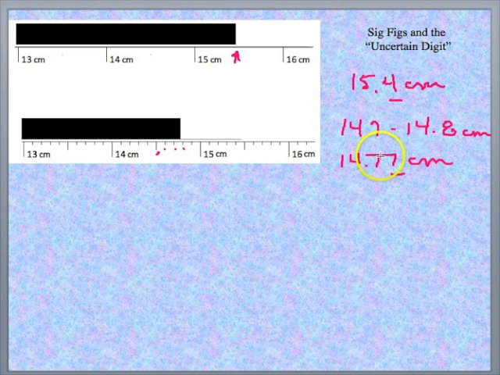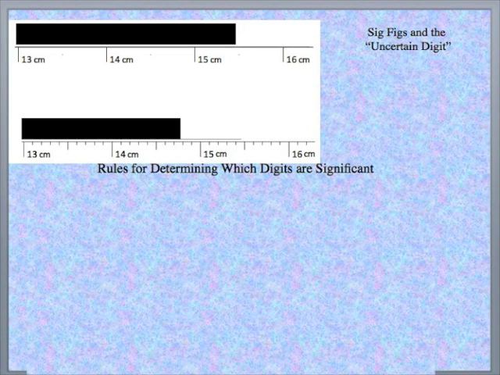So when we take a measurement, the number of digits we write down in the measurement is an indication of the precision of the measuring device. And when we look at a value from a measurement, we need to be able to determine how many significant figures are in that measurement. So let's talk about now the rules for determining which digits are significant.